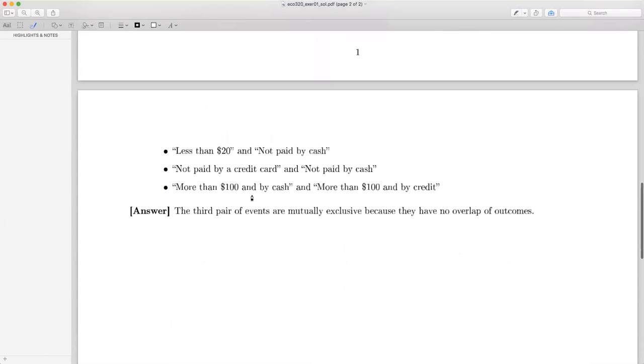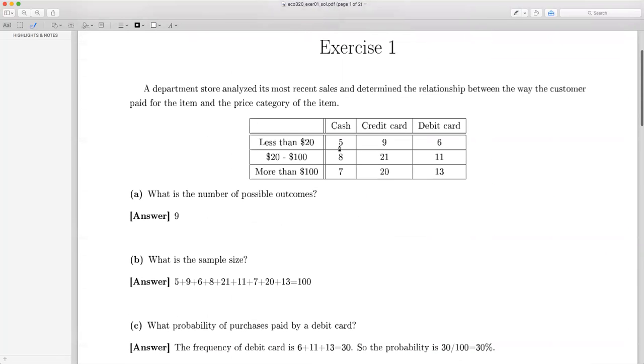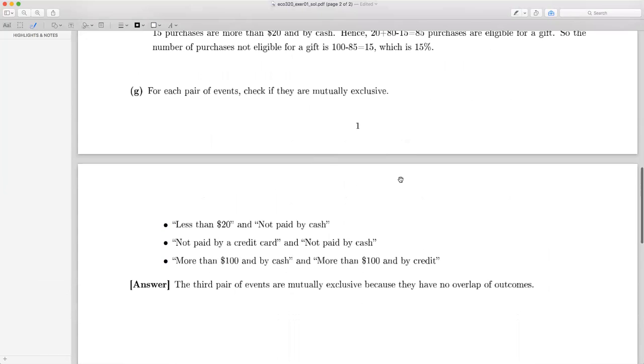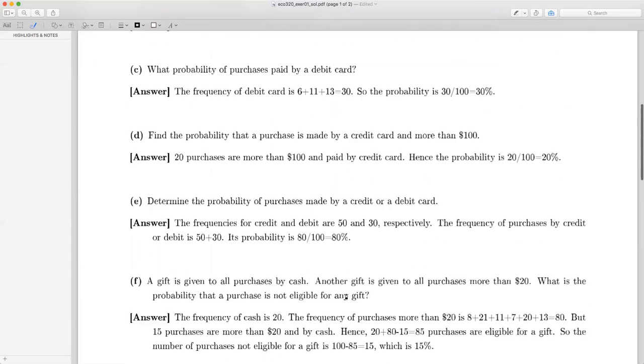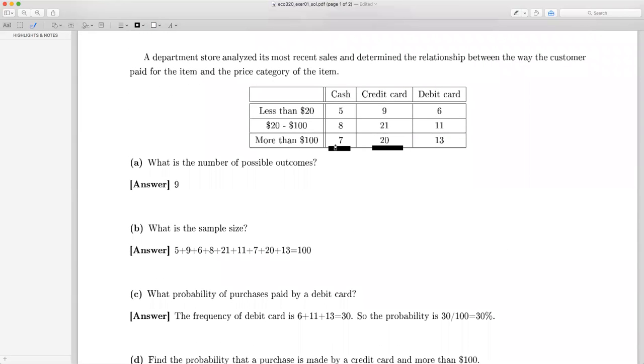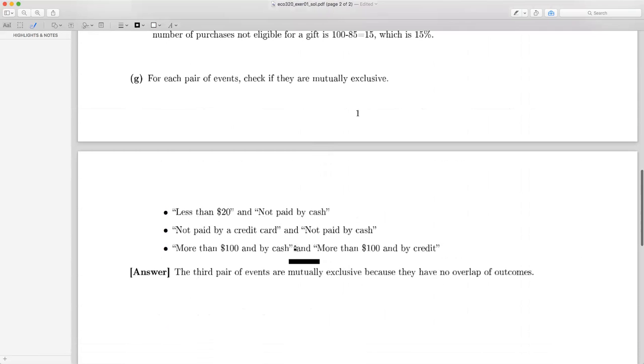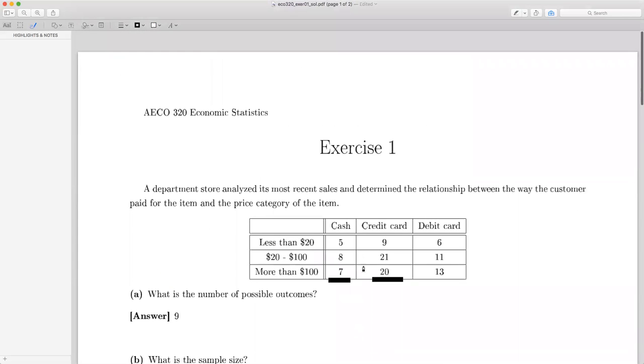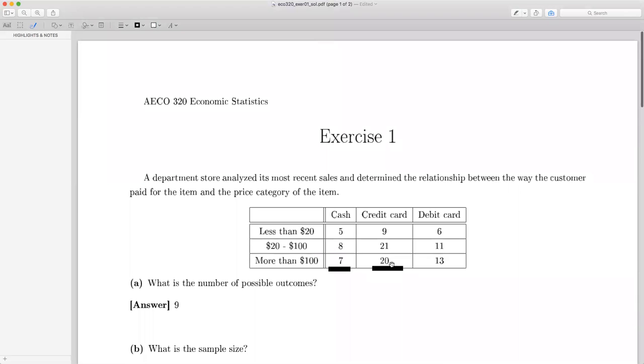The third one is more than 100 by cash and more than 100 by credit. More than 100 by cash is 7, and more than 100 by credit is 20. So why do you think it's not working? Because of this and. If the question was or, like a union, you could add 7 plus 20, so 27 over 100, 27% would be the answer. But I'm asking you and. It should happen at the same time, so that means there is no intersection.